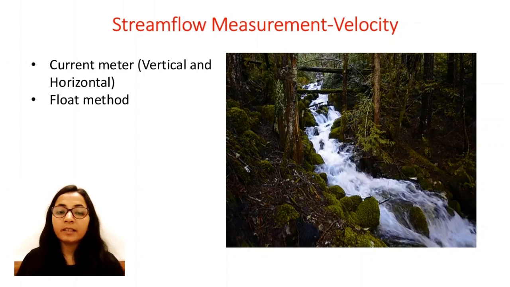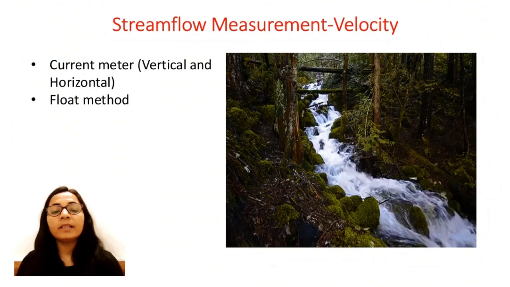So how do we measure this velocity? Velocity can be measured by a current meter or the float method. There are two types of current meter: one is the vertical current meter and the other is the horizontal current meter. So we will see these three methods one by one. First we will see the current meters.